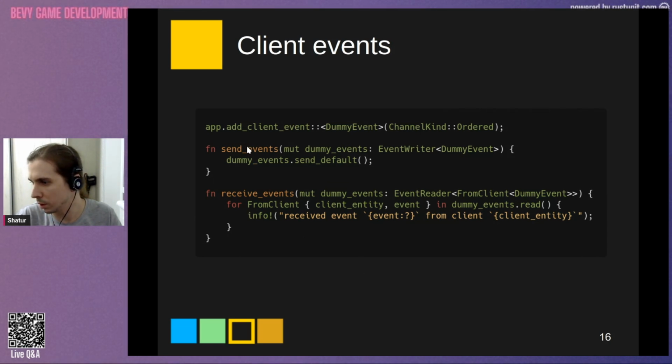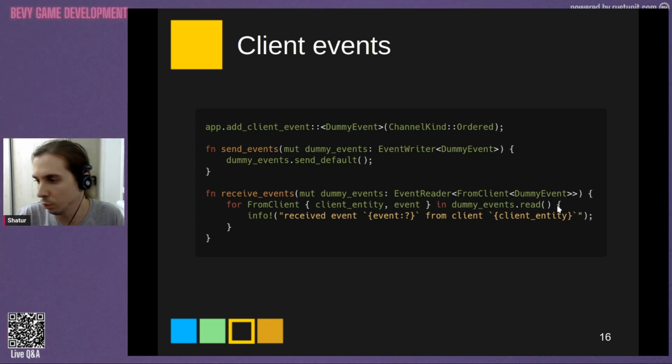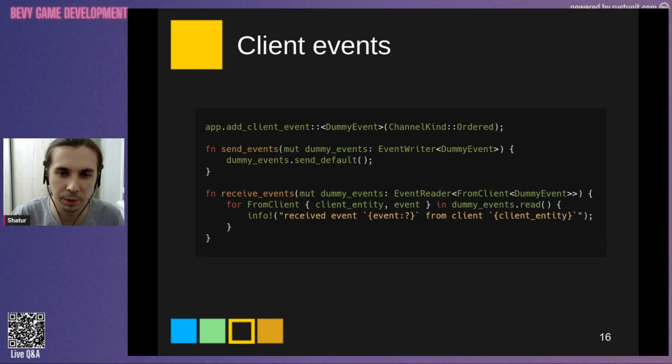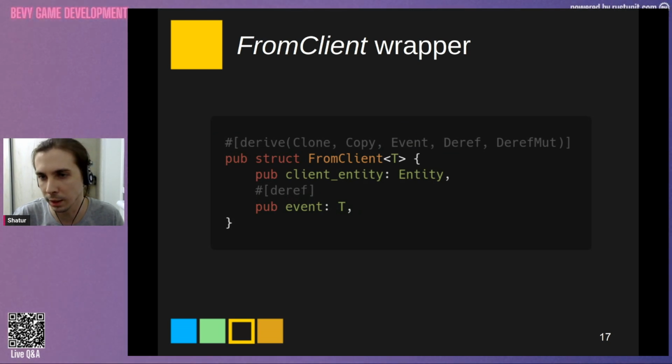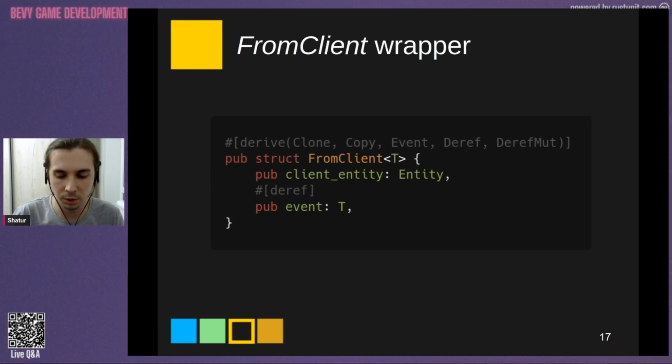I'm not sure if you can see my cursor. Anyway, on server, you receive the same event, but wrapped into a FromClient structure. What is this FromClient structure? It's a simple wrapper that includes information about the client entity and contains the event itself. It's because on server, we want to know which client sent which event. This is why we have to use this wrapper for all our events.